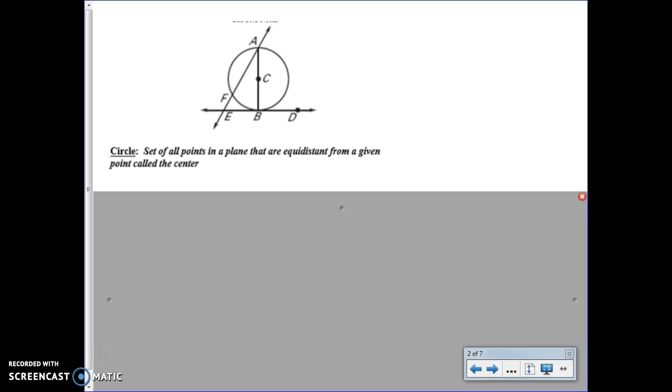So in this case, the center of the circle is C, so we call this circle C. Or we can use this with the dot and the circle around it, C. So circle C is your shorthand for writing that.